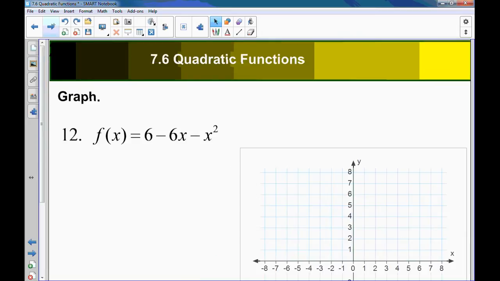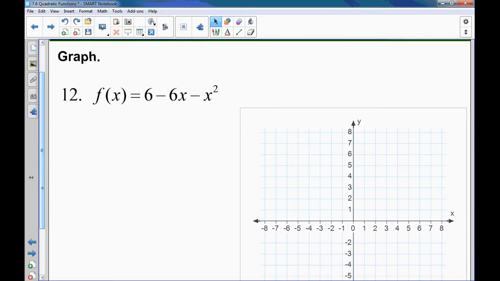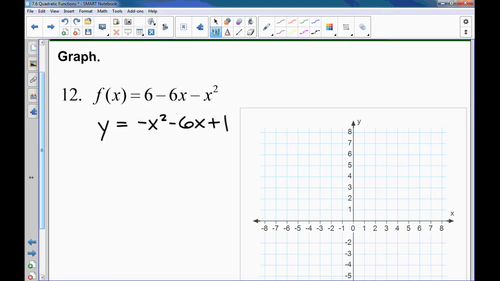So, here is our third example. f of x equals 6 minus 6x minus x squared. Now, I'm going to rewrite this if that's all right with you. What does f of x equal? That's right, we can replace that with y. And I'm going to rewrite this in the order that makes sense to me. Plus 6. Sorry, I'm bad at math.